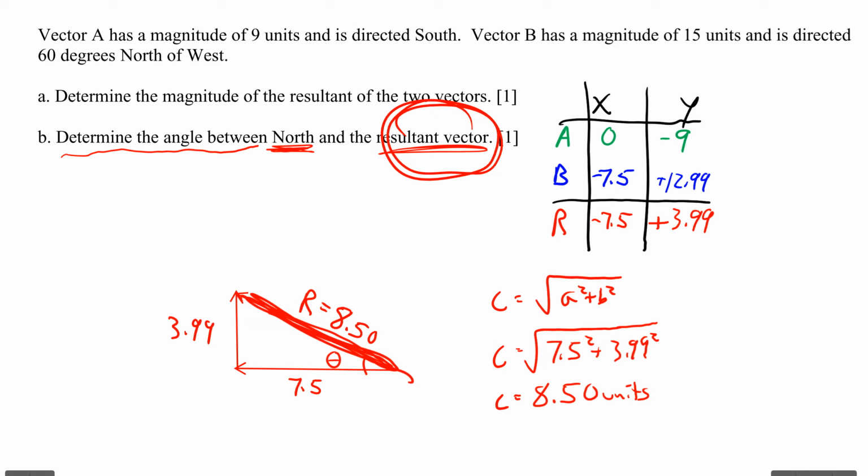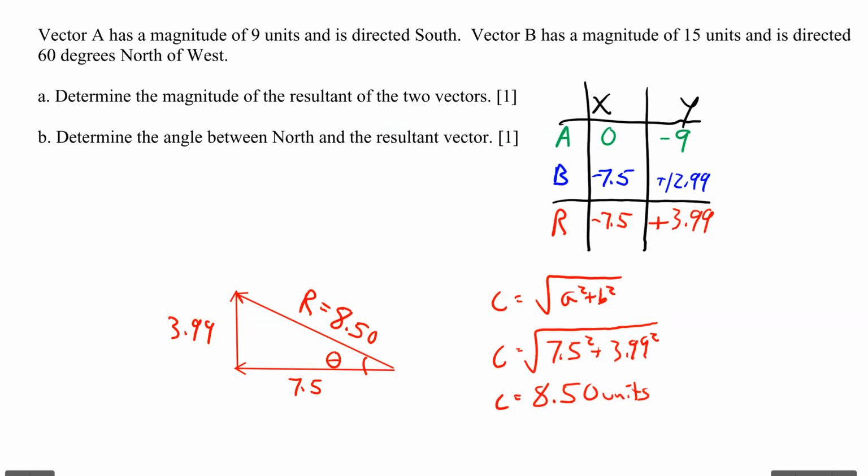So that's part of it. So that's good. But is this north? No, this is not north. This is east. So you cannot tell me what this angle is because you're answering a question that I did not ask. You have to be specific when they're asking a specific question. So to do that, all you have to do is draw north on your diagram.